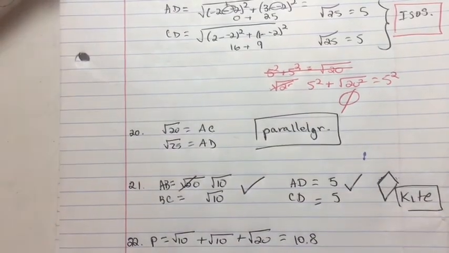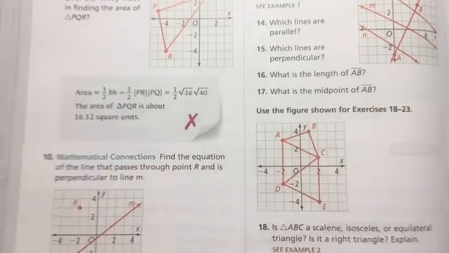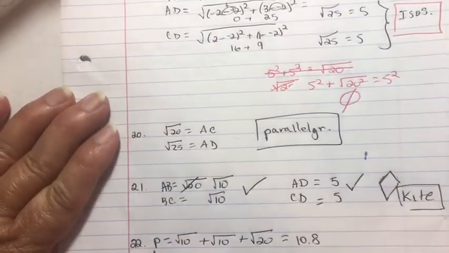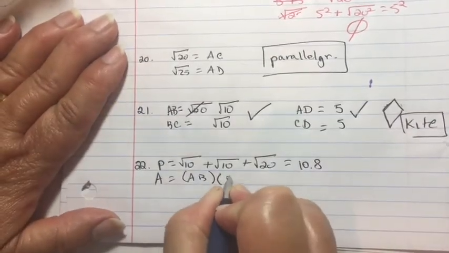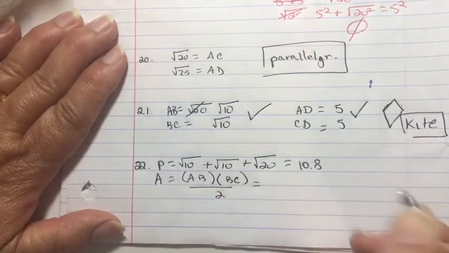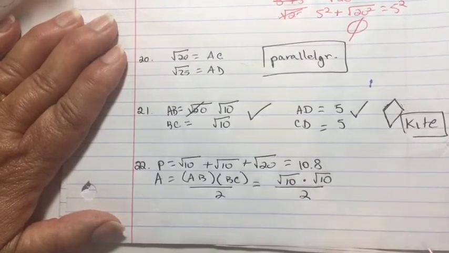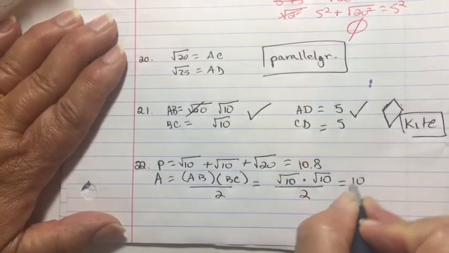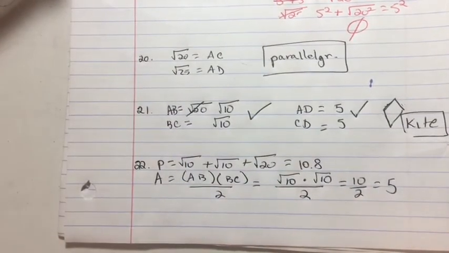Now, for the area, it's base times height divided by 2. Well, we determined it was a right triangle. So that would make base and height these two. So the area is going to be the base times the height divided by 2. So that would be the square root of 10 times the square root of 10 divided by 2. That's the square root of 100, or just 10, divided by 2, or 5. If you did 18 and 19 right, the rest of this is just pretty easy because it's all using that information.